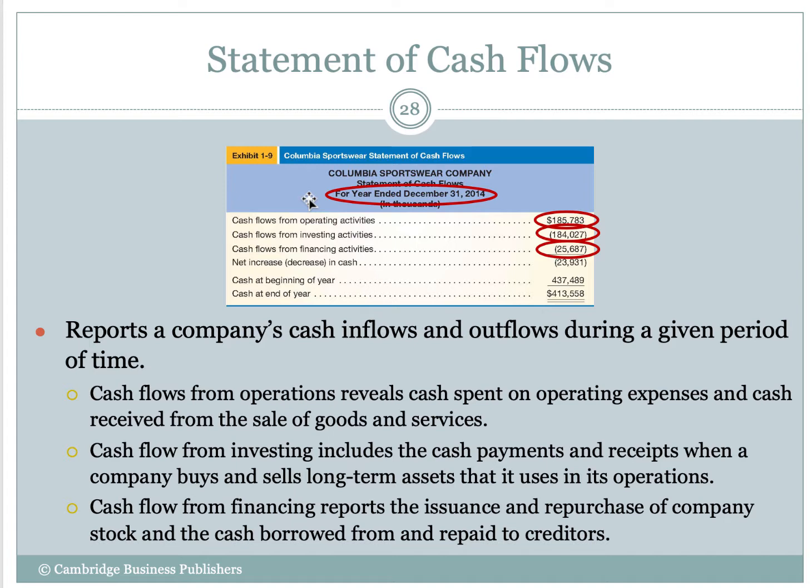12/31/2014. So just like the income statement and the statement of owner's equity, this statement of cash flow covers a given period. The cash flow statement reports all of our cash inflows and all of our cash outflows during a specified period of time, whether it's a year, a quarter, whatever. There are three sections within the statement of cash flow: cash flow from operating activities, cash flow from investing activities, and cash flow from financing activities.